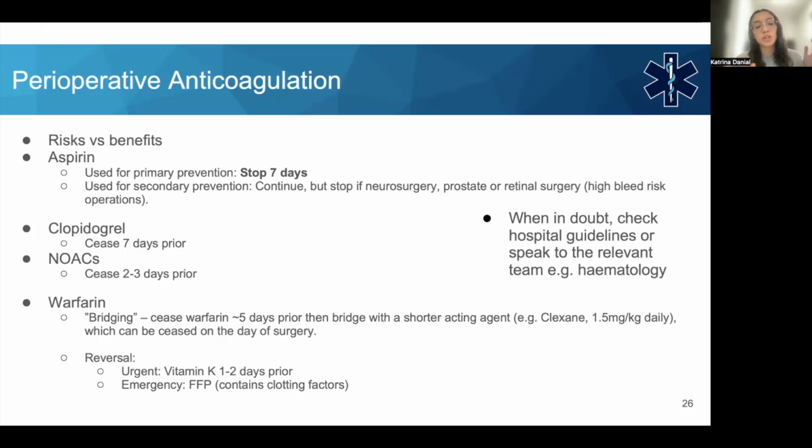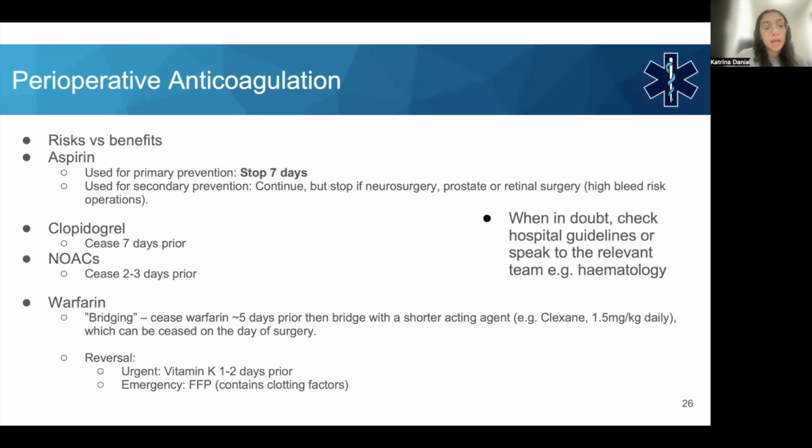Okay, so generally for aspirin, if the patient is on it just for primary prevention, so they don't have a stent or anything like that, we would stop it 7 days prior to their surgery. If, however, they've had a stent or they've had a stroke, so this is now secondary prevention, we generally will continue it. It's okay because the benefits of being on the aspirin probably outweigh the risk of excessive bleeding. But again, it depends on the type of surgery. So if it's more critical that we don't have bleeding, like a neurosurgery or a retinal surgery, then we would stop the aspirin there. Okay.